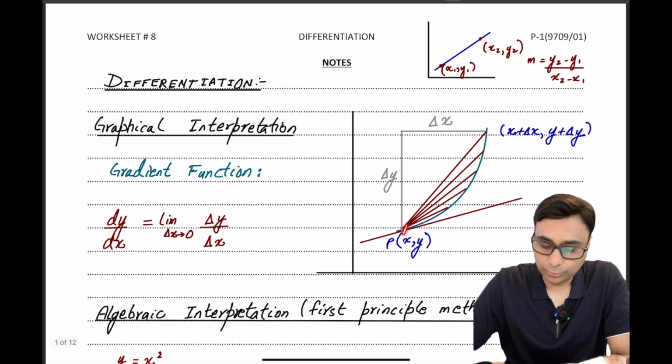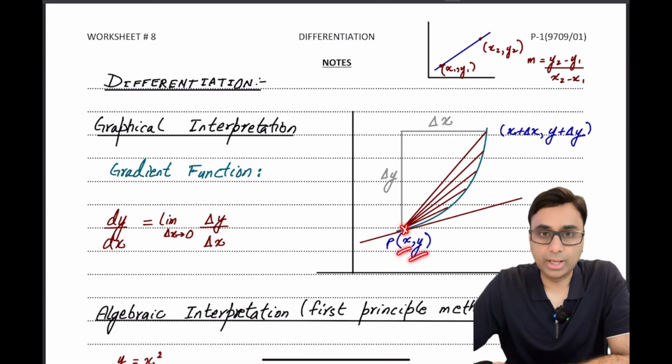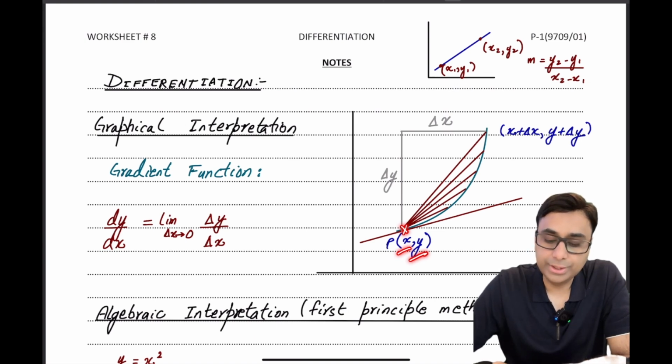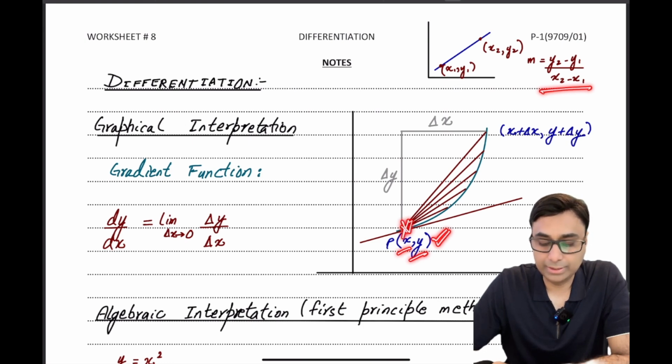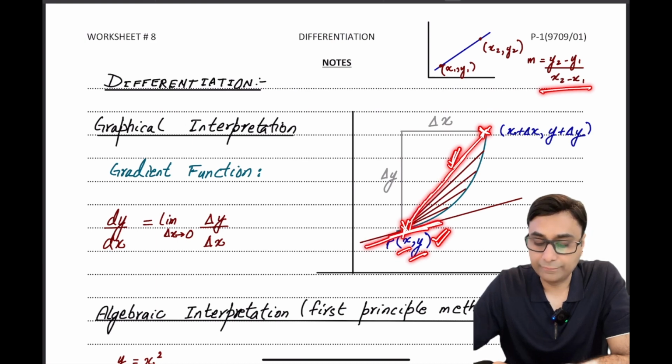If there's a particular point P, which is represented by x and y, where x is the x coordinate of that point and y is the y coordinate of that point, and I'm looking to find out the gradient of this function at this particular point P. Well, I just know this particular formula of gradient, and if I wish to apply that, and let's say I just take another point on this graph, and after taking that another point on the graph, I find out the gradient of this line segment.